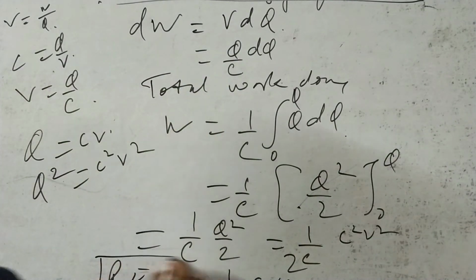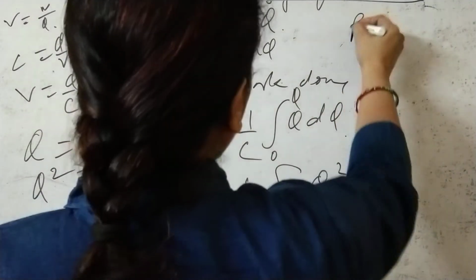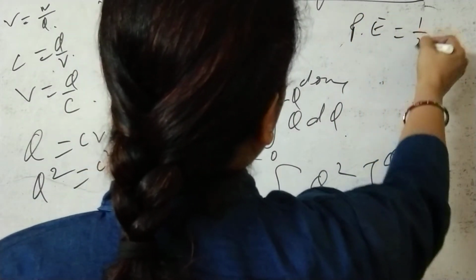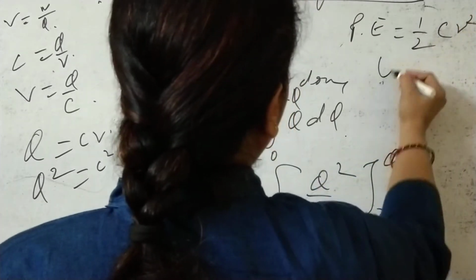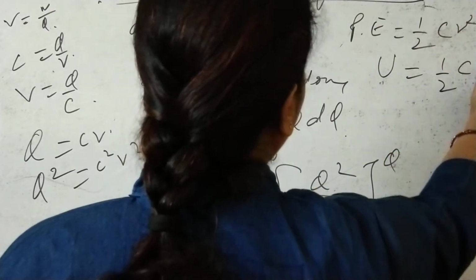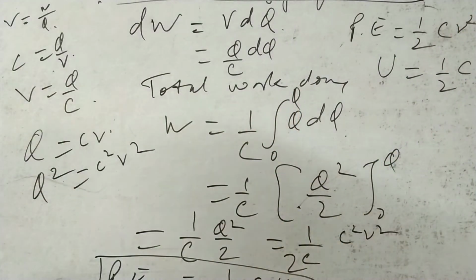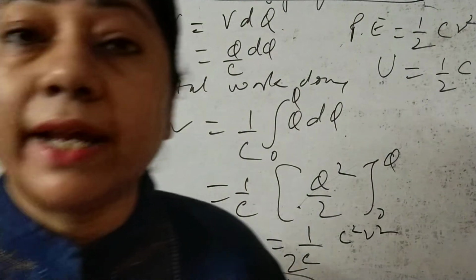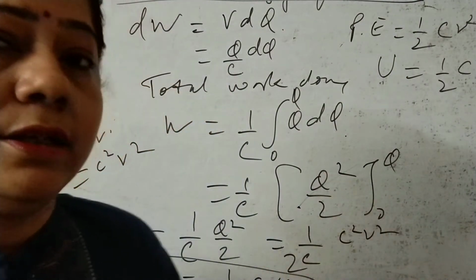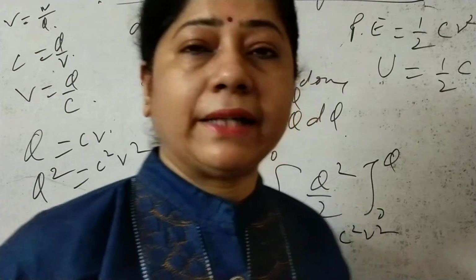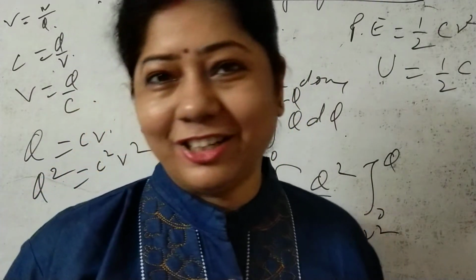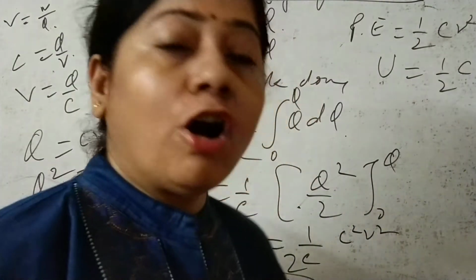So what is the formula for the potential energy? The potential energy formula comes as half CV square. Sometimes we write it as U equals half CV square. So this is the formula that we have for the potential energy of a conductor, where C is the capacitance of the conductor and V is the potential difference. Okay, now let's talk more about it.